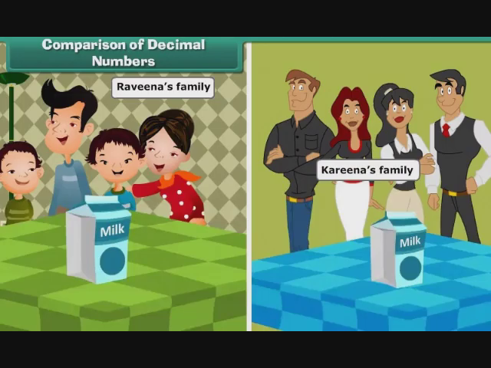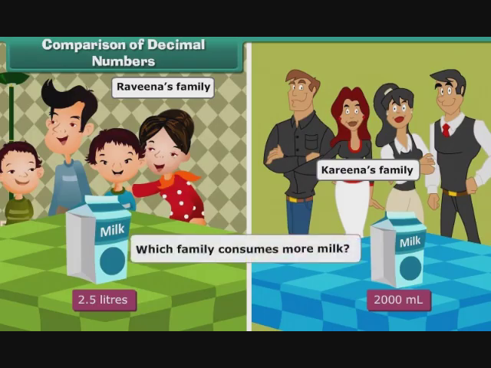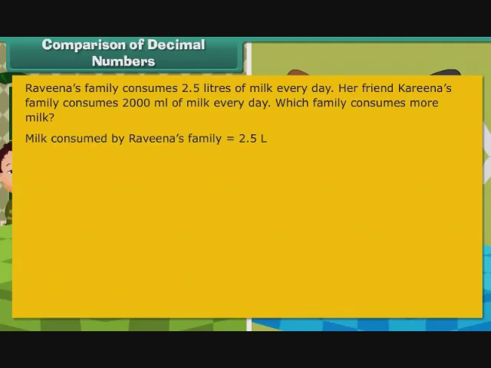Ravina's family consumes 2.5 liters of milk every day. Her friend Karina's family consumes 2000 milliliter of milk every day. Which family consumes more milk? Milk consumed by Ravina's family is equal to 2.5 liter. That is equal to 2 liters and 500 milliliters.